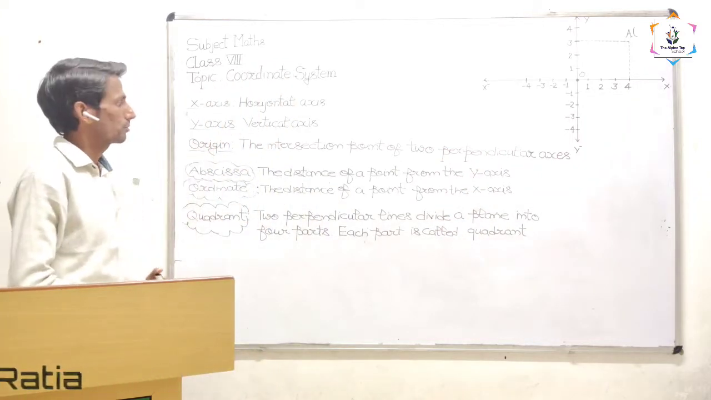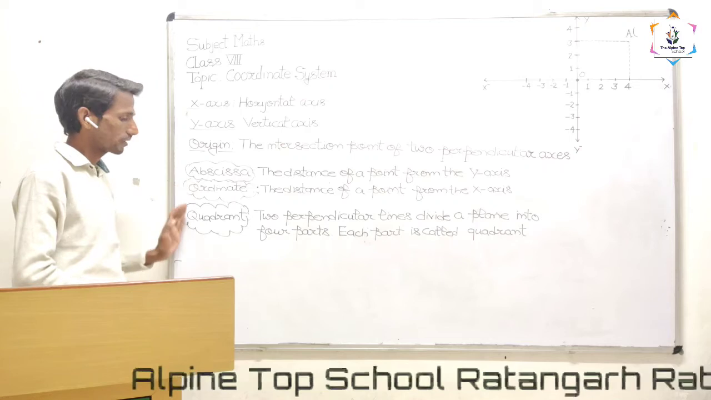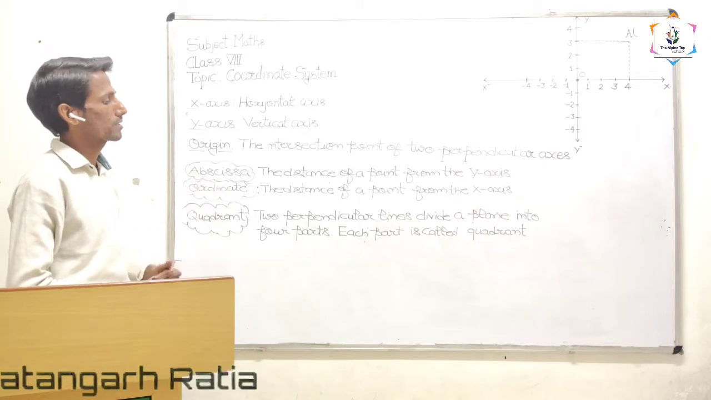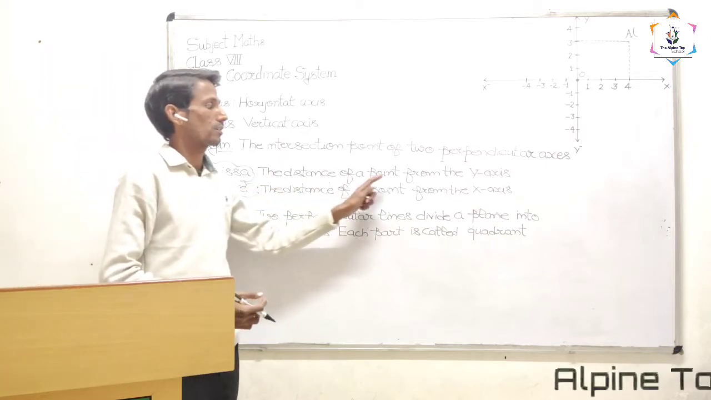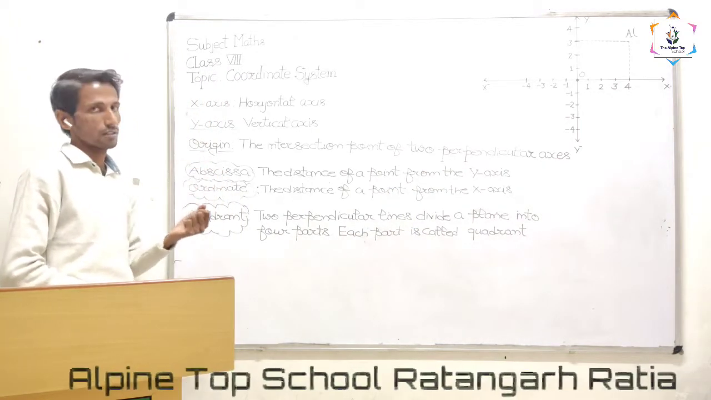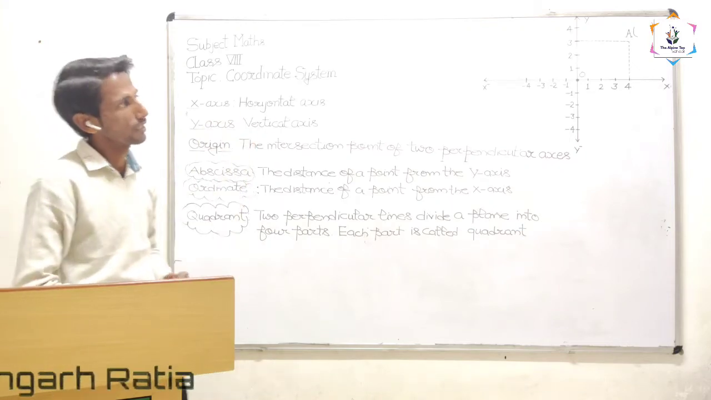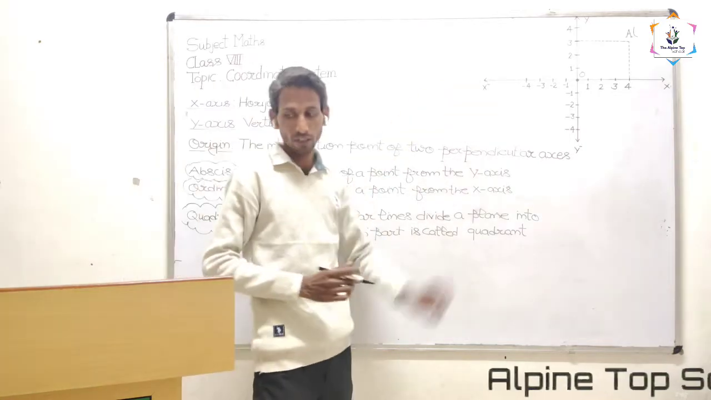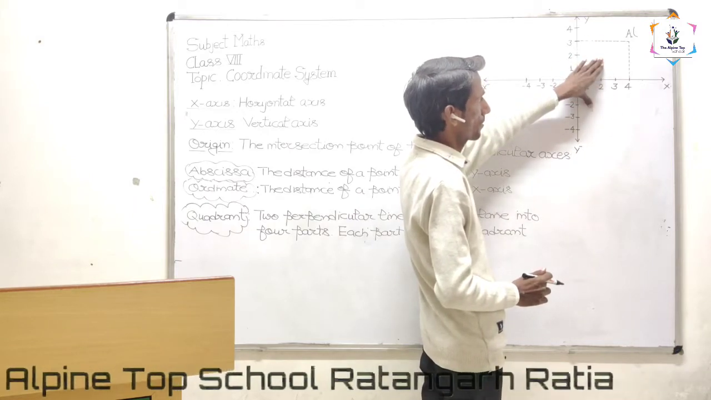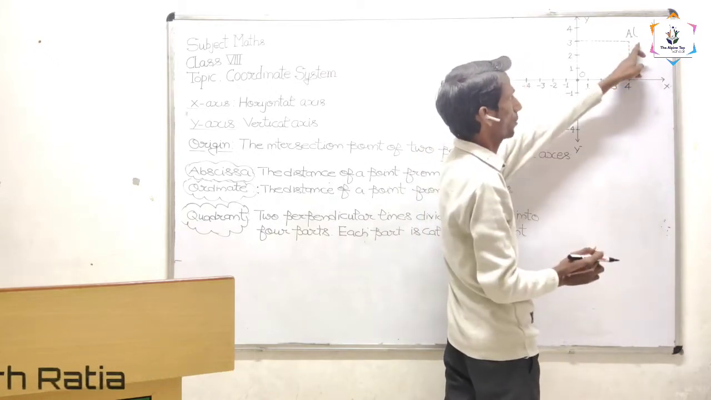Now, students, according to our chapter coordinate system, you must have knowledge of some other basic points also. The next is abscissa. Now, what is the meaning of abscissa? It is the distance of a point from the y-axis. Students, to explain abscissa, I am going to demonstrate and locate one point practically in the graphical system. Observe this graphical system, students. Here I have drawn a graphical system for you.